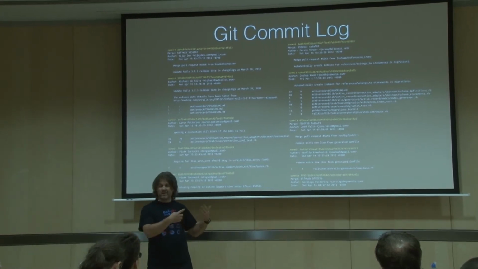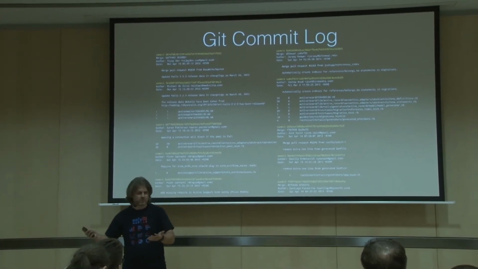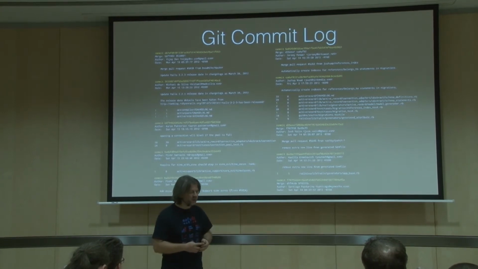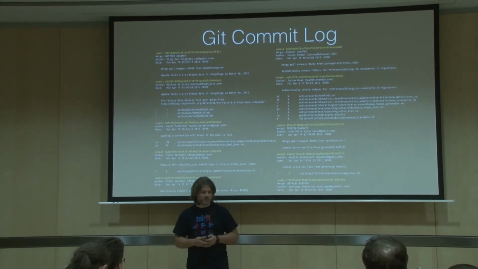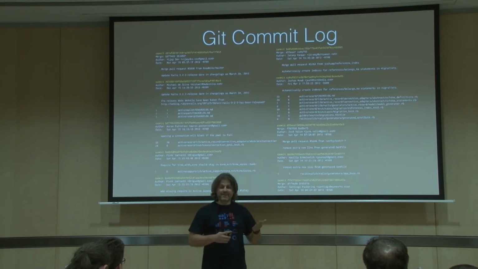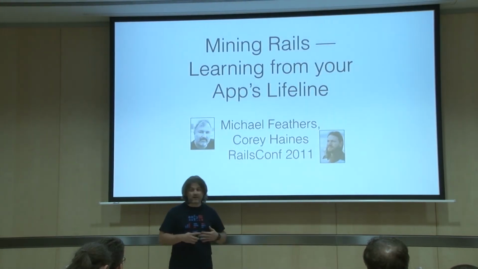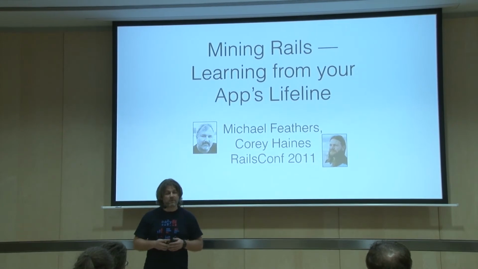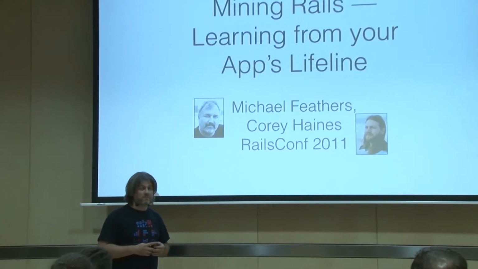Either from the Git commit log, which all of you should probably use now, or also from some ancient version control systems as well. In 2011, also at the Ruby on Rails conference, I heard a talk by Michael Feathers and Corey Haynes about mining Rails, learning from your app's lifetime, and I was interested in playing around with what you can learn from your Git commit log or from other applications' Git commit logs.